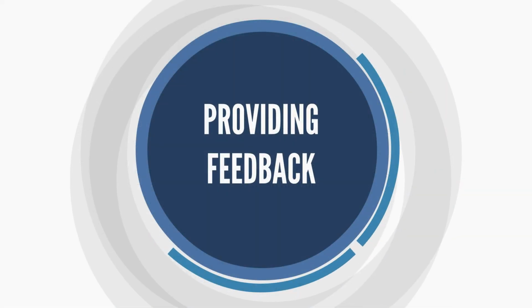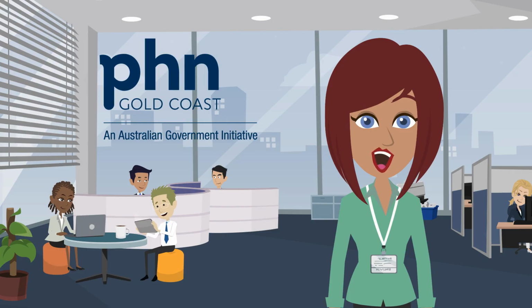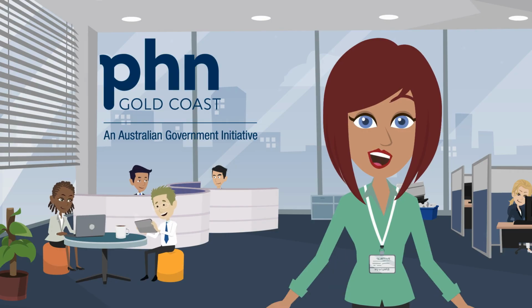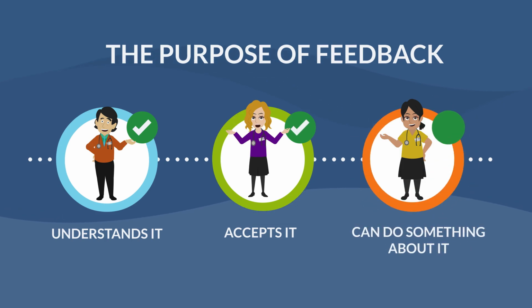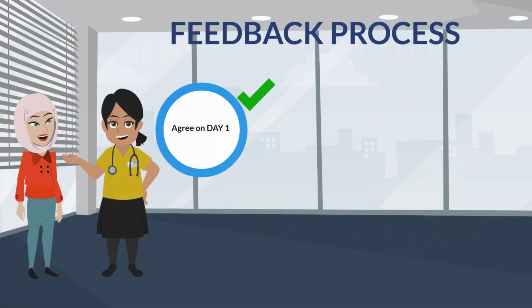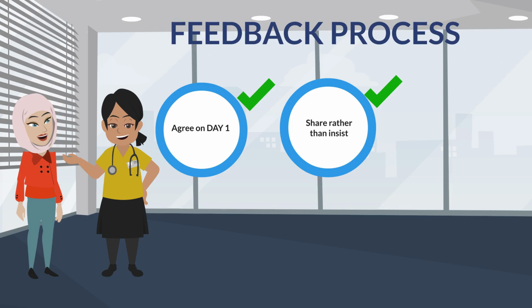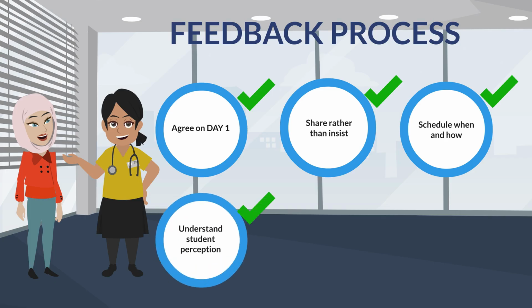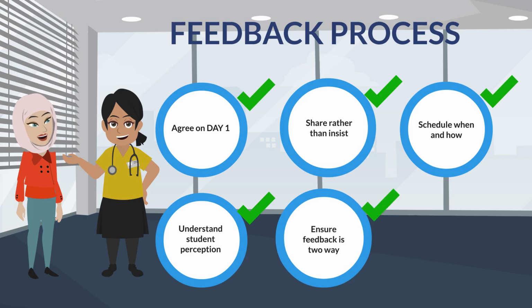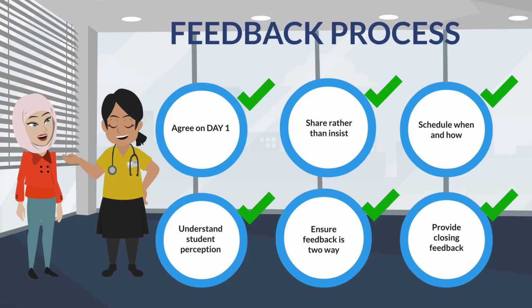The purpose of feedback is to help the person to whom it is directed. In order to do this, it should be given in such a way that the person understands it, accepts it, and can do something about it. To do this, it is ideal to agree with the student on day 1 that you will be giving feedback throughout the placement and ask permission. Share rather than insist. Schedule when and how you will deliver feedback throughout the placement. Understand student perception. Ensure feedback is a two-way conversation with a buy-in from the student. Provide closing feedback in alignment with completion of the ITA.